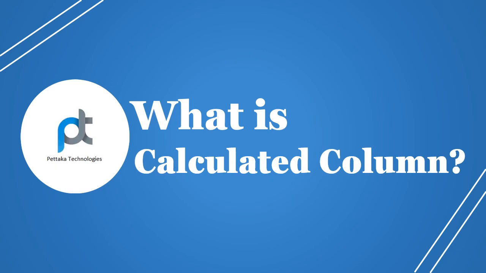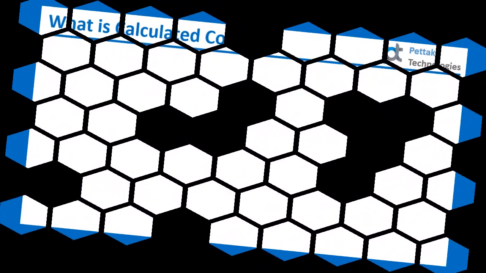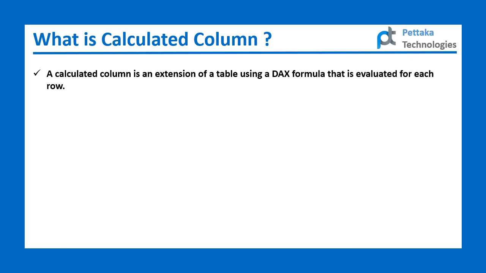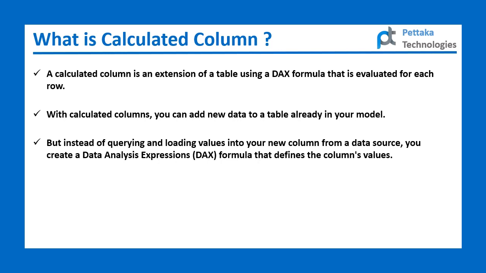What is calculated column? A calculated column is an extension of a table using a DAX formula that is evaluated for each row. With calculated columns, you can add new data to a table already in your model. But instead of querying and loading values into your new column from a data source, you create a data analysis expressions, which is nothing but DAX formula that defines the column's values.